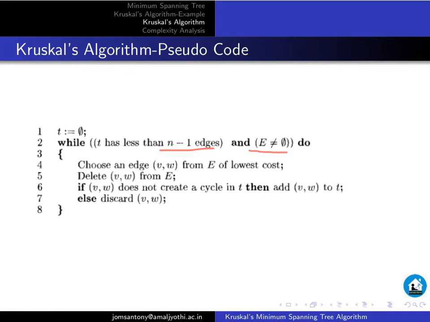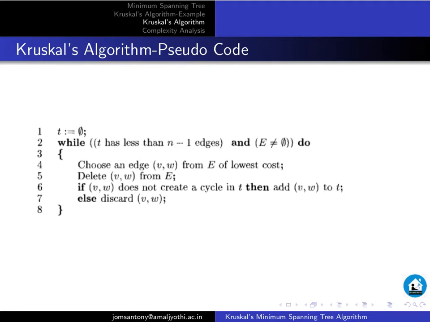null, then you choose an edge VW from E of lowest cost and delete VW from E, and if VW does not create a cycle in T, then add VW to T. Otherwise, discard VW.